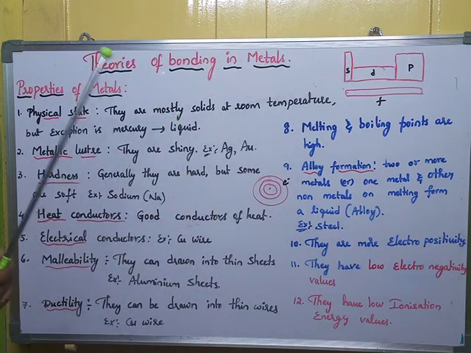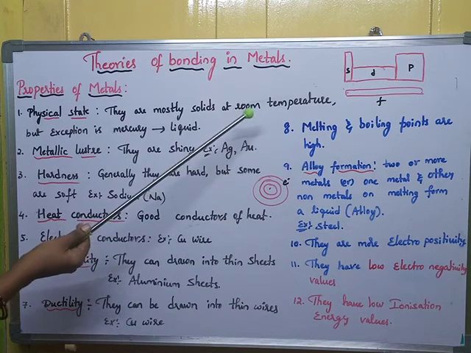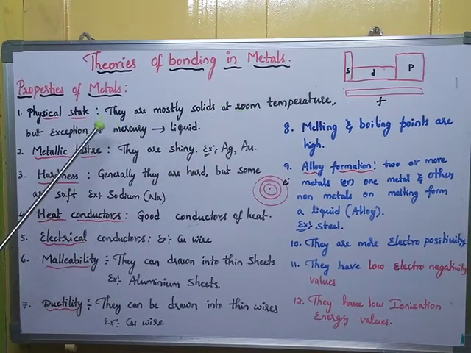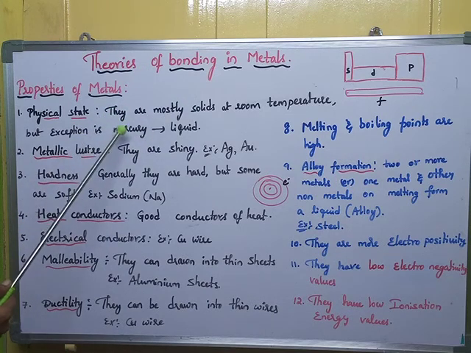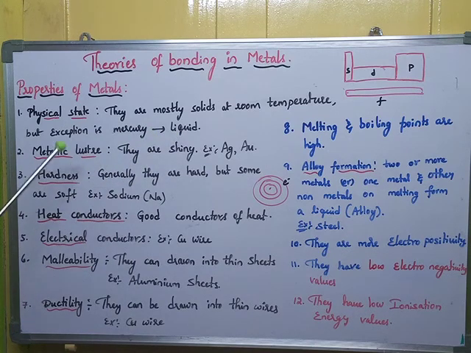Now coming to the properties. Metals have certain general characteristics. Basing on these characteristics, we can say these substances can be metals. Firstly, the physical state. Physical state indicates the physical appearance. Already we know many metals exist in the form of solids at room temperature. But there is an exception, that is mercury, which is a liquid at room temperature.